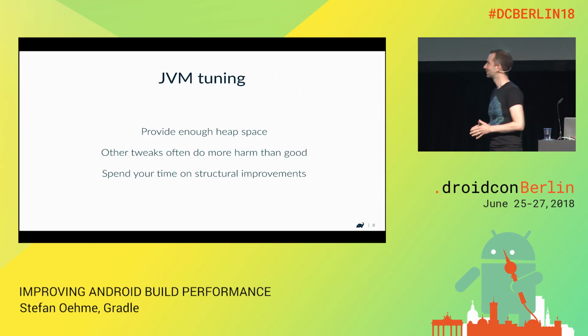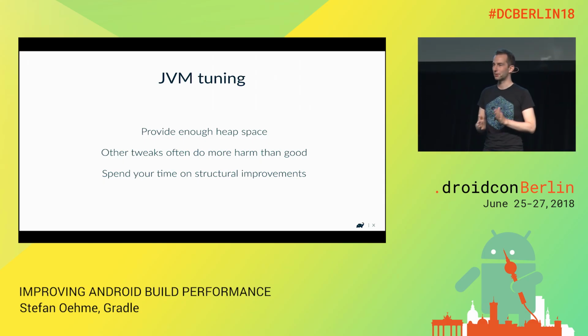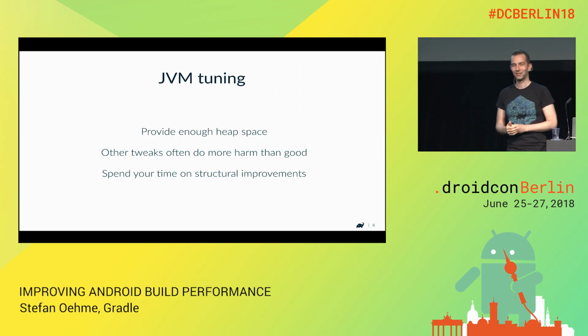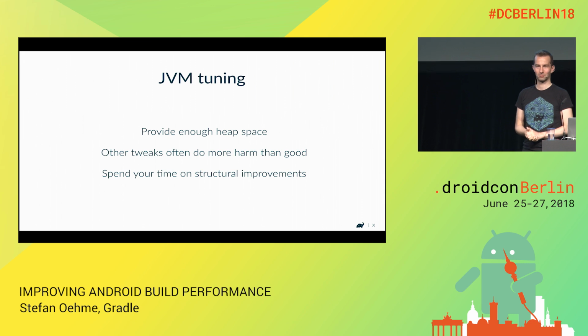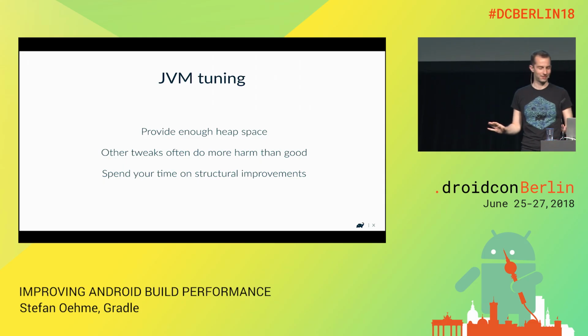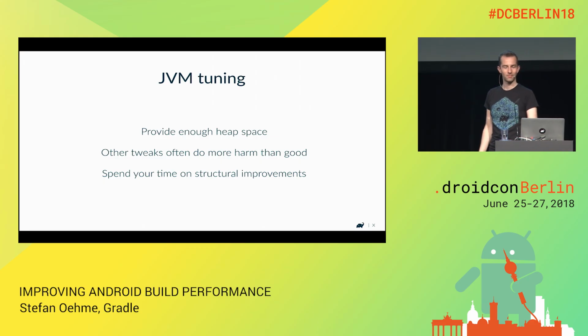And another word of caution, JVM flags. I've seen this quite a lot in other talks or on Stack Overflow, etc. Here, just add these 20 JVM args to your daemon, and builds will get faster. Probably not. The worst case scenario is you'll make your build slower or unstable. So my advice is just give the daemon enough memory and hands off all other JVM flags. Your time is much better spent improving your build on the structural level. There's much bigger savings to be had there.